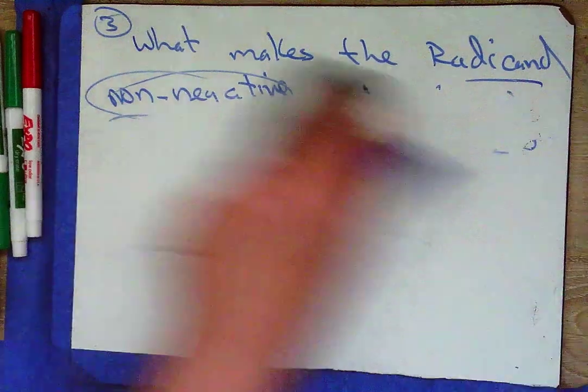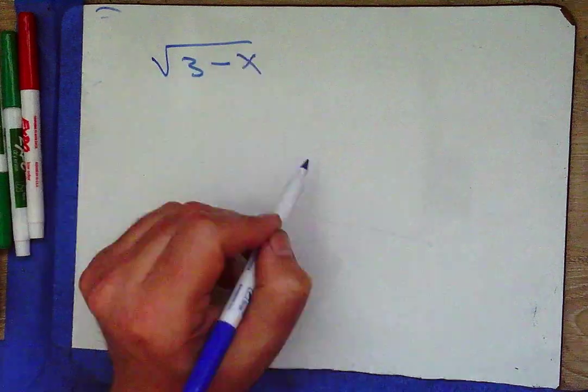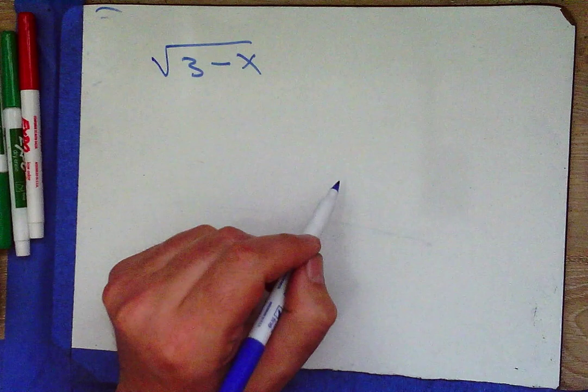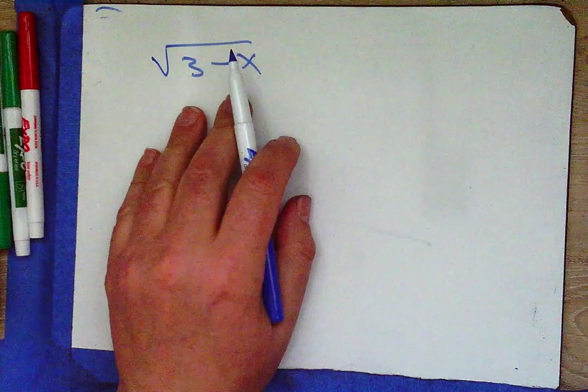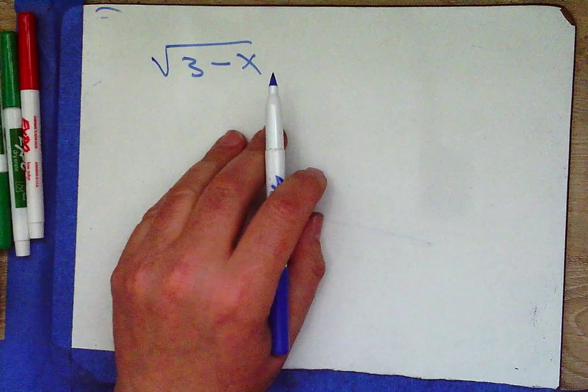So let's go about doing some domain problems here. How about square root of 3 minus x? What makes the radicand non-negative here? Or what's the domain of this? Give this one a try. Come back when you're done.